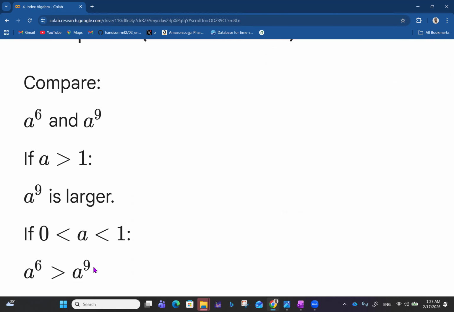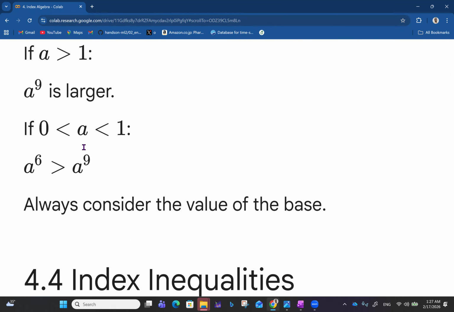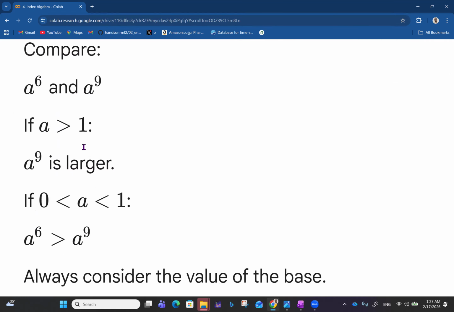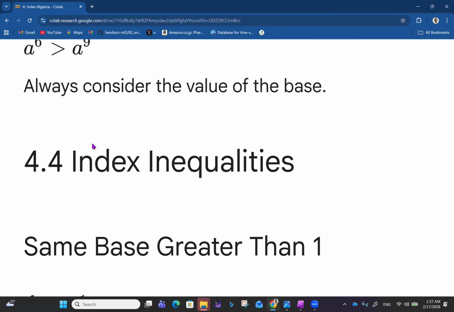That's clearly bigger than 1 over 2 raised power 9, for sure. So that's also something we need to pay attention to. So always consider the value of the base. So in fact, both base and power. So if you are comparing power or base, be sure of the value, whether they are greater than 1 or less than 1, or between 0 and 1, all those kinds of things. Or maybe they are even negative.